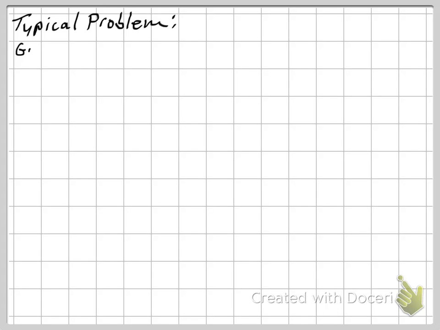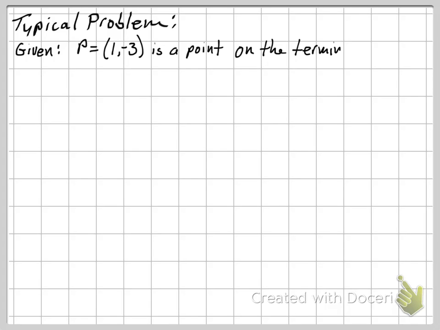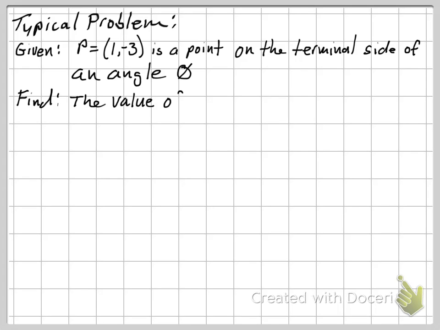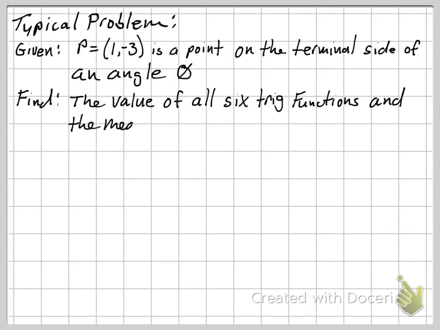So what does a typical problem look like? Well, we're given this point, and then we're given all this extra wording. All that wording is saying is the terminal side of the angle theta. The terminal side basically means the x-axis, either the positive x or negative x. What we need to do is find the value of all 6 trig functions, and we also want to find the value of the angle theta.